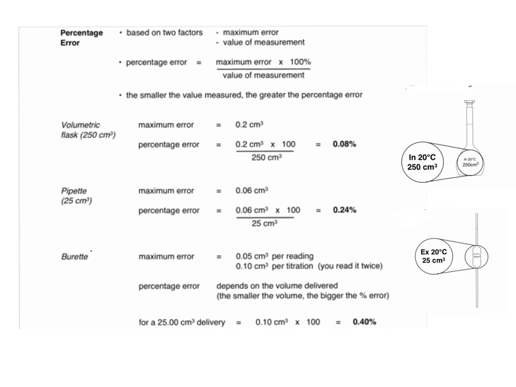Let's just take an example here. Say we have a volumetric flask which has a maximum error or an uncertainty of plus or minus 0.2 centimetres cubed. The value of the measurement is 250 centimetres cubed. The maximum error is 0.2. You divide the maximum error by the value, which is 0.2 over 250, times that by 100, and therefore we can say the percentage error for that particular volumetric flask.